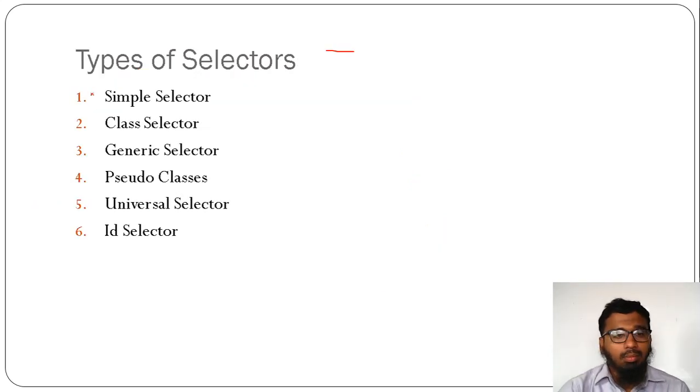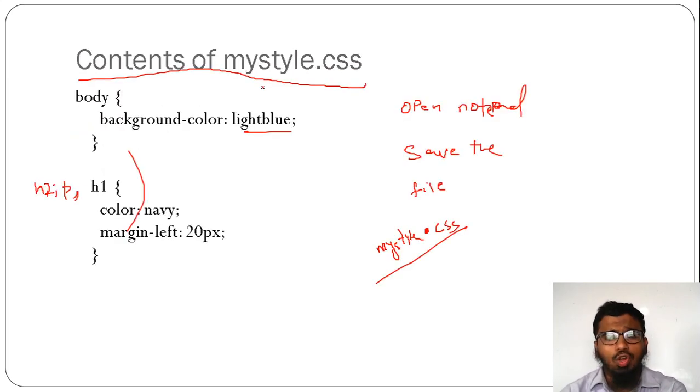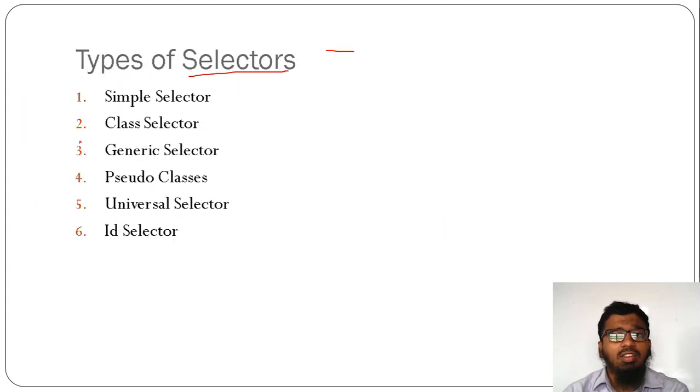Next, there are different types of selectors. As I told you, this is a selector. There are 6 types of selectors. First one is simple selector, second one is class selector, third one is generic selector, fourth one is pseudo class, fifth one is universal selector, and sixth one is ID selector.